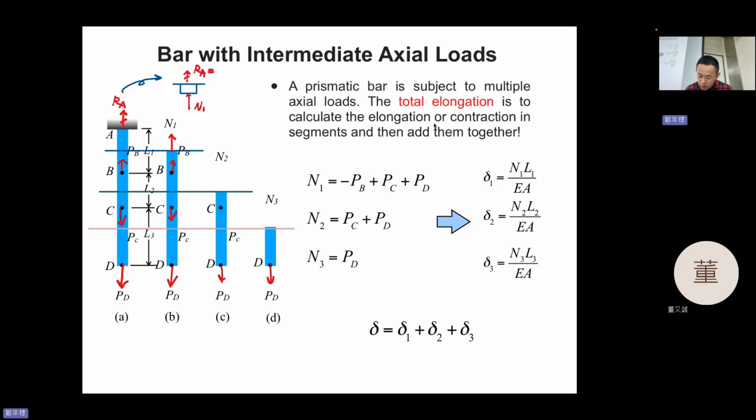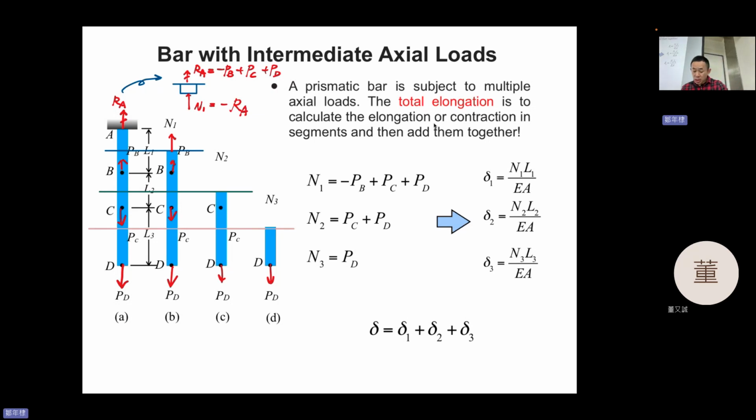RA equal to, what is that? Minus PB plus PC plus PD, right? Because in this whole diagram, RA positive, PB positive, PC negative, PD negative equal to 0. So RA stays on the left-hand side. If you move all the rest to the right, it should be RA equal to minus PB plus PC plus PD. So N1 equal to minus RA.